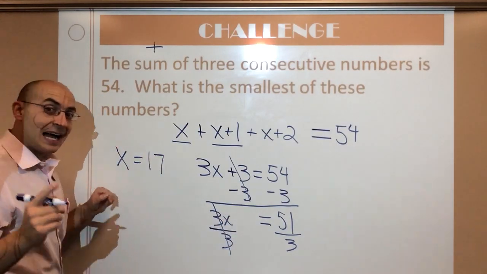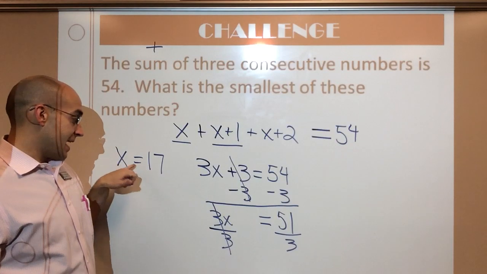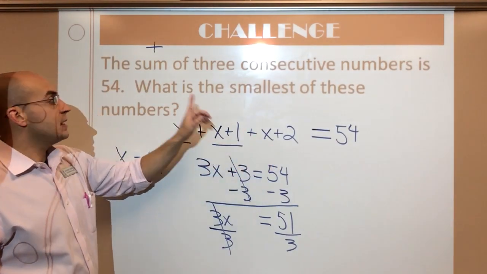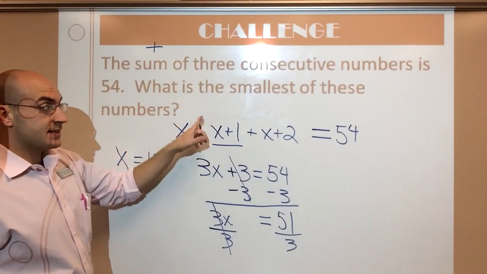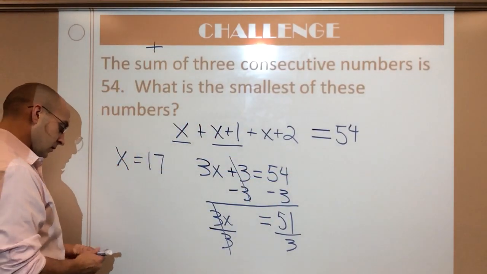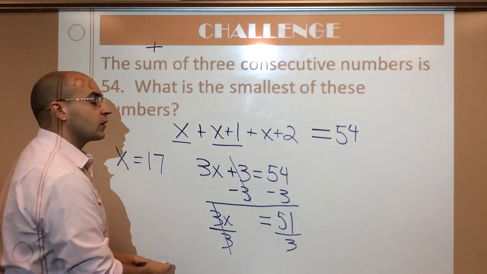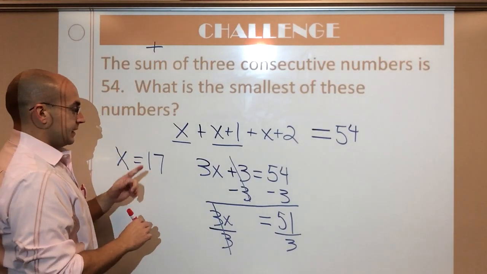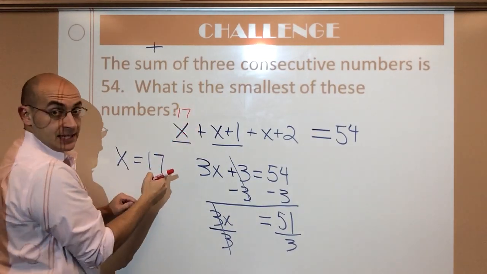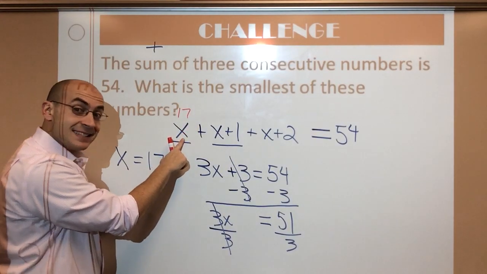Now, I'm not done, because although I have x equals 17, there's a whole bunch of other things going on here. I want to make sure that the three consecutive numbers really do add up to 54. Now, I'm going to use another color. What color should I use? Red? Okay, thanks. If x is 17, I'm just going to plug it right back in here. So that first number was 17, because that's what we identified as x.